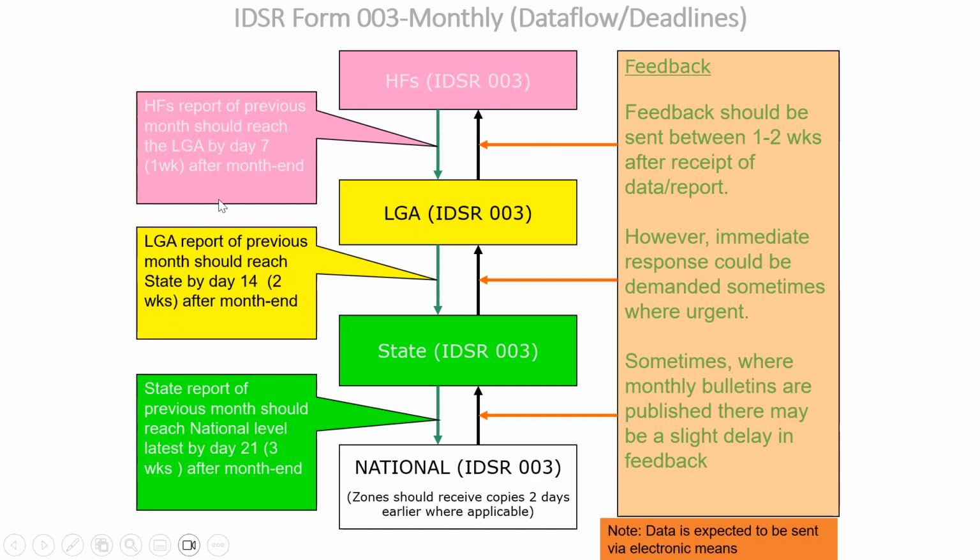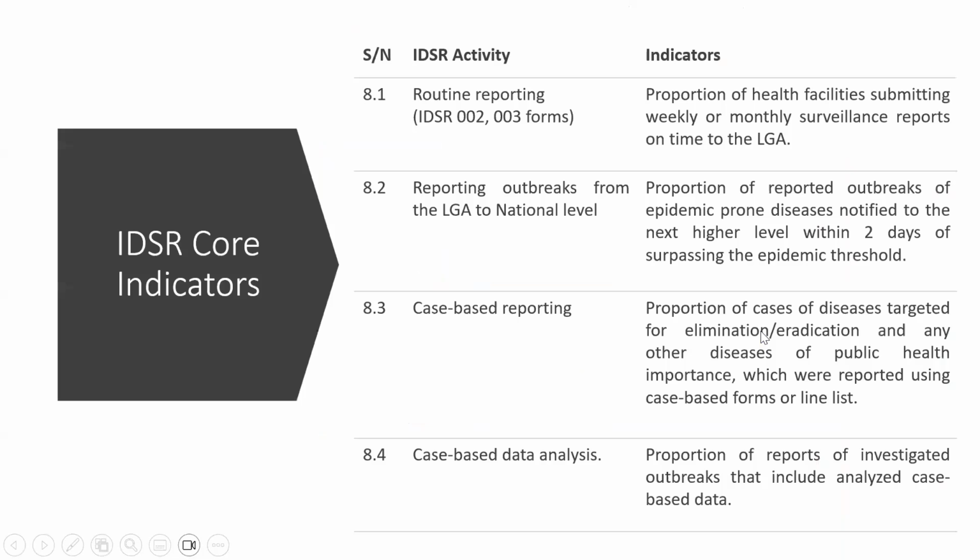2 weeks into the new month, it should be sent from the LGA to the state. And by 3 weeks, at the latest, it should be sent from the state to the national. And of course, feedback should come within 1 or 2 weeks after receipt of the report, except there is an urgent situation, and so feedback should come earlier.